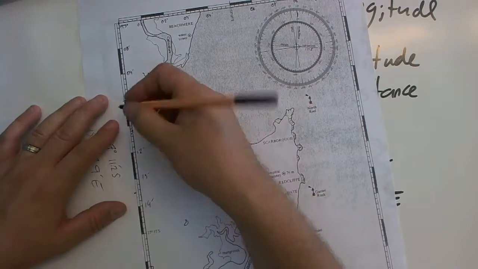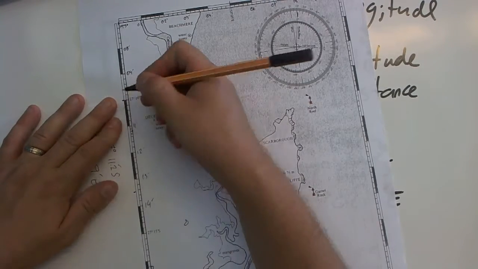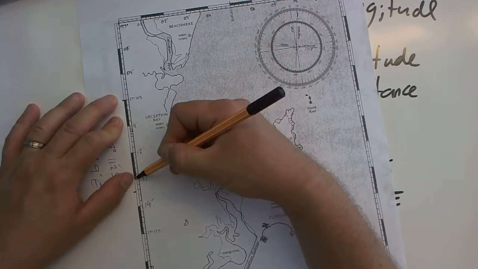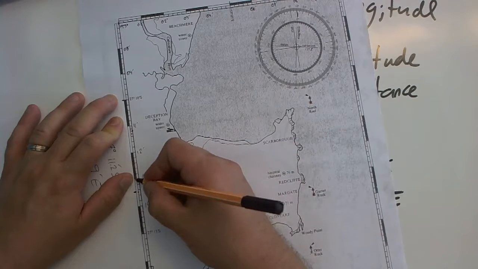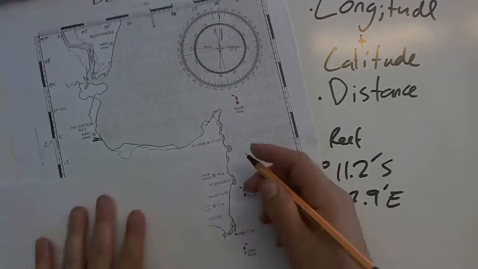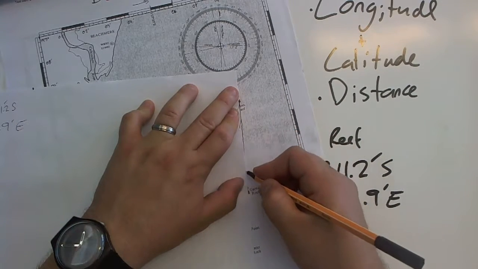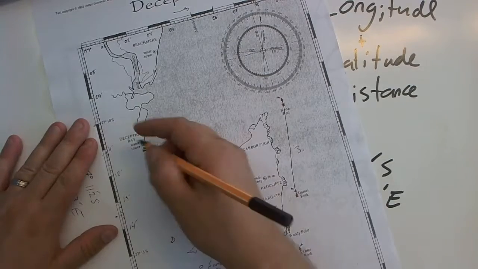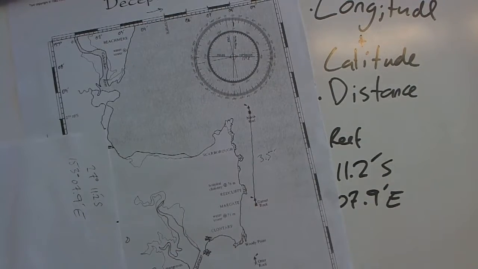Each one of these big alternating black and whites is 1 minute. So we know from the corner, which is there, down to here, we've got 1, 2, 3 minutes, and then it's half over 2.0, so 3.245. So the distance between North Reef and Garnet Rock is 3.245 minutes. Done.